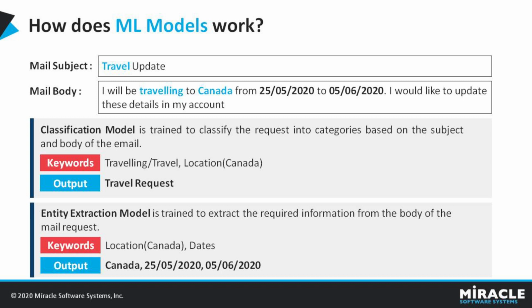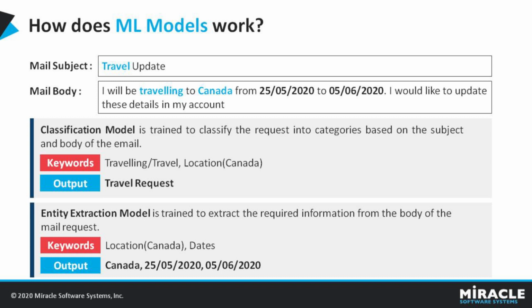We have built an ML classification model which will read the email subject and body and classify which service request it belongs to. For example, if you can see here, if a customer sends an email like this for updating the travel details, the mail subject says the travel update and the body says I'll be traveling to Canada from this date to this. I would like to update these details in my account. So first, the classification model will be triggered.